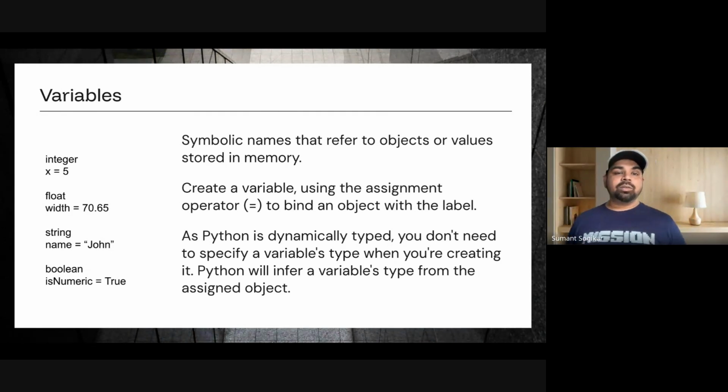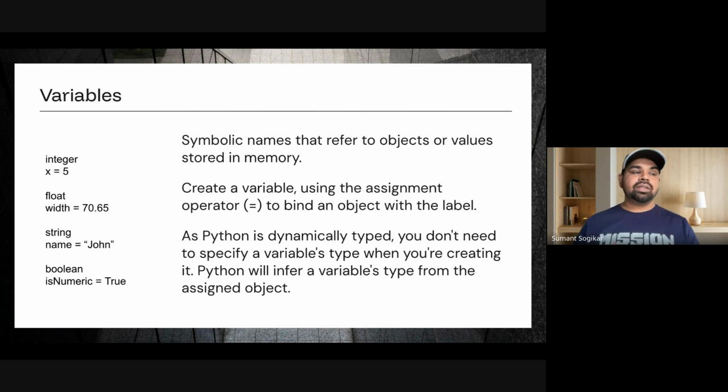Yeah, and so we were talking about variables. So variables are nothing but values which are stored in memory. You can think of variables as a box. You have a box and you're trying to put an item in the box, and the way variables work in Python is you use the assignment operator or equals to symbol, and you say x equals 5, or you can say width is equal to 70.65. And this is how you create a variable in Python.